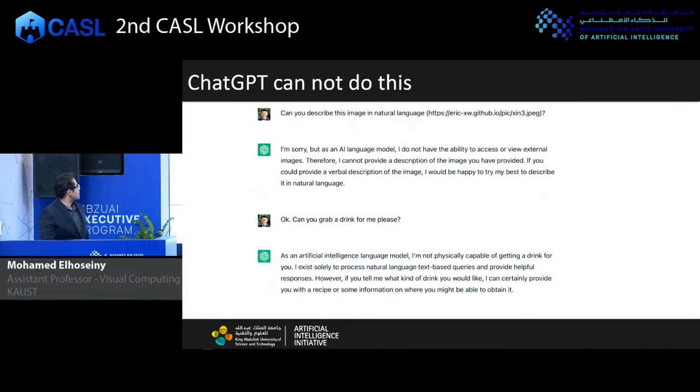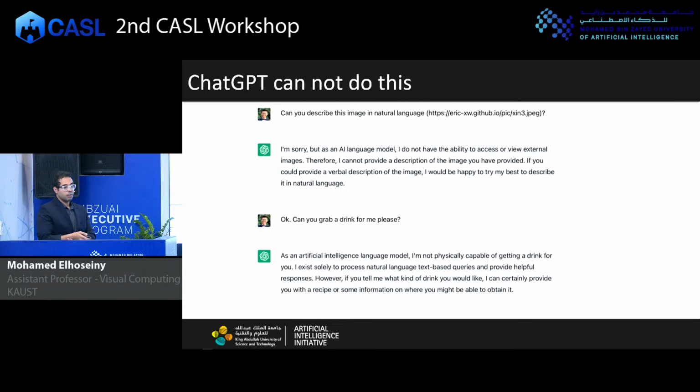because it cannot really process any visual information, right? And this is just another example from one of my friends, Eric Xeng from UC Santa Cruz. He provided the URL for his own image to describe what it is, but it ended up telling him, hey, I cannot do that. I'm an AI model. I cannot really process visual information, right? And he asked it, funnily, can you grab me a drink? So it answers again, I'm a language model. I'm not capable of physically doing things, all right?